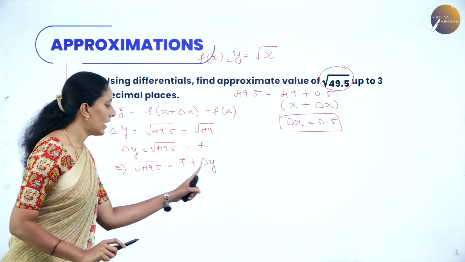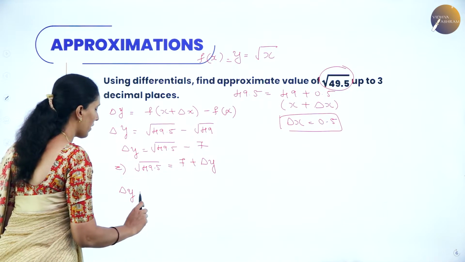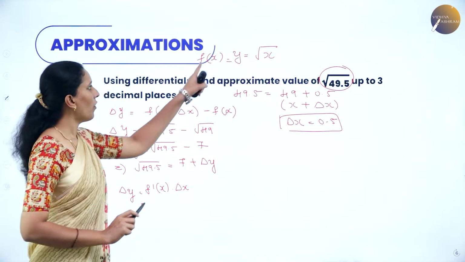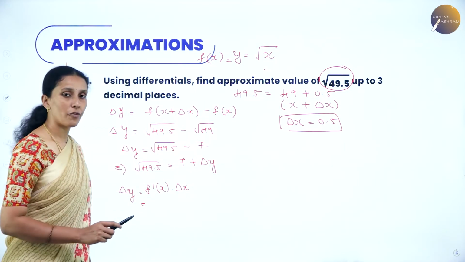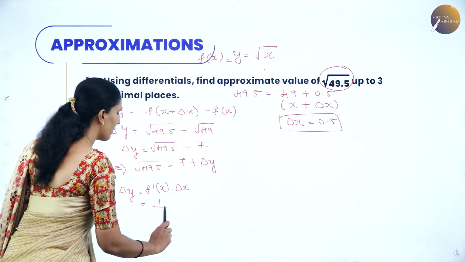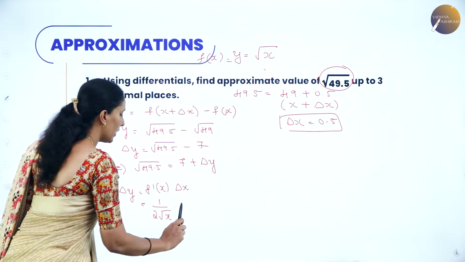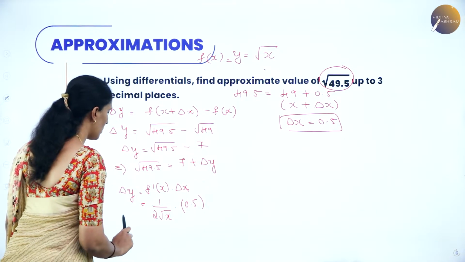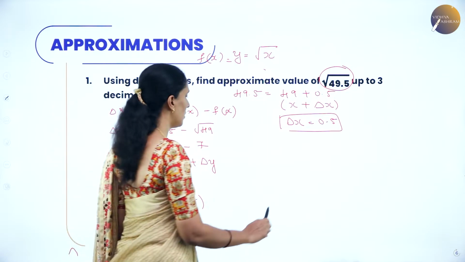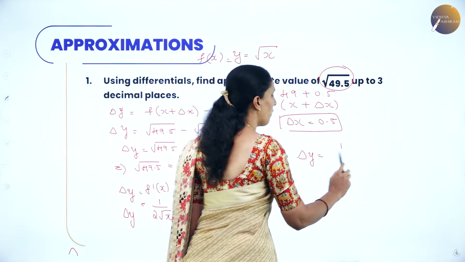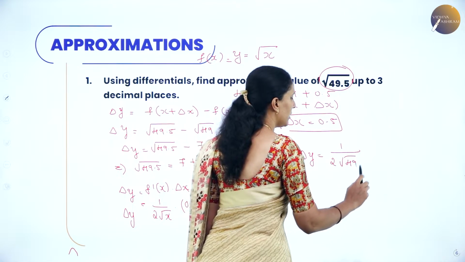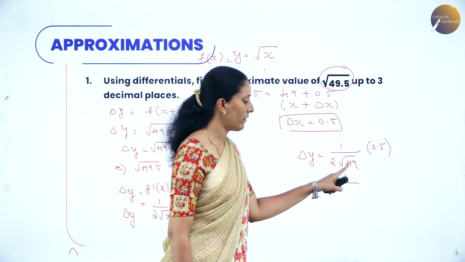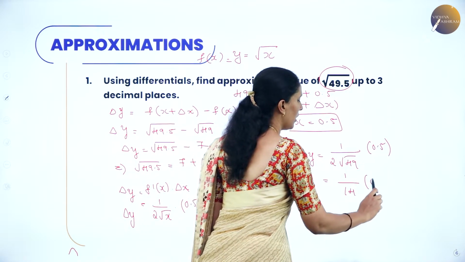Now I need delta y. So what is delta y? Delta y is f dash of x into delta x. So f of x is here root x. So what is f dash of x? What is the derivative of root x? It is 1 divided by 2 root x into, what is delta x? Delta x is 0.5 here. So this is delta y. So now I have delta y is equal to 1 divided by 2 root 49 into 0.5, which is 1 divided by, square root of 49 is 7, 7 2s are 14, into 0.5.